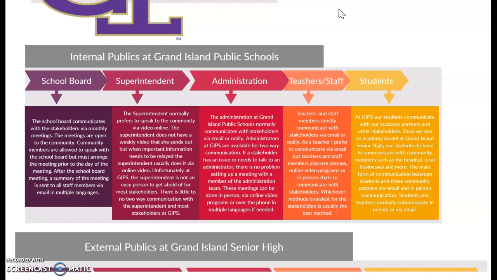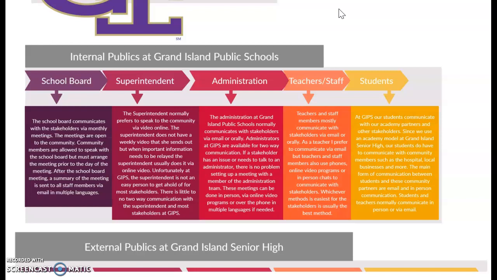Administration. The administration at Grand Island Public Schools normally communicates with stakeholders via email or orally. Administrators at GIPS are available for two-way communication. If a stakeholder has an issue or needs to talk to an administrator, there is no problem setting up a meeting with a member of the administration team. These meetings can be done in person, via online video programs, or over the phone in multiple languages if needed.